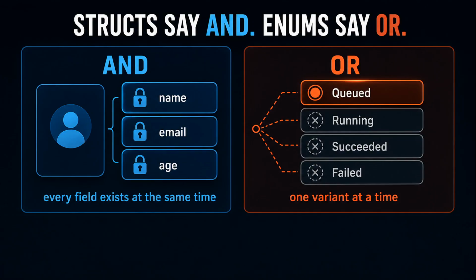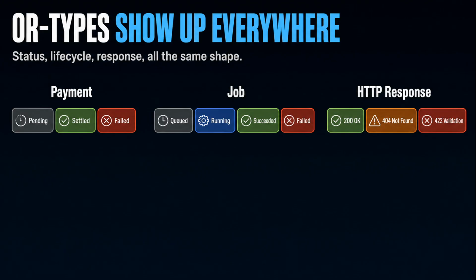But real backend data is also one thing or another thing, with different fields per case. A payment is pending, settled, or failed. The fields you care about depend on which one. A job is queued, running, succeeded, or failed. An HTTP response is success, not found, or validation error. Structs cannot model that without going fuzzy on the optional fields. That is what enums are for.